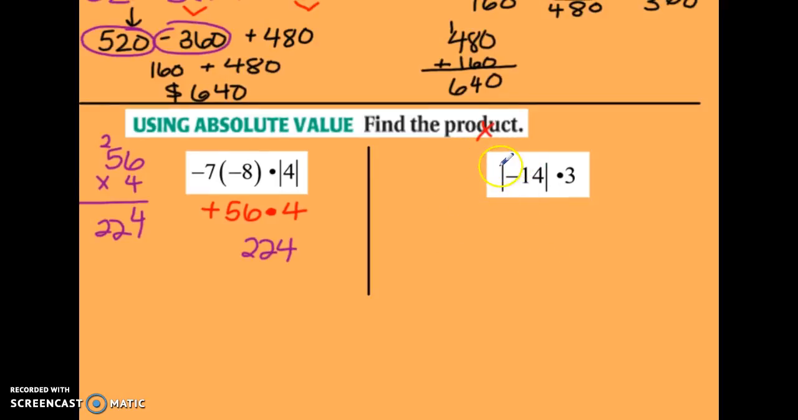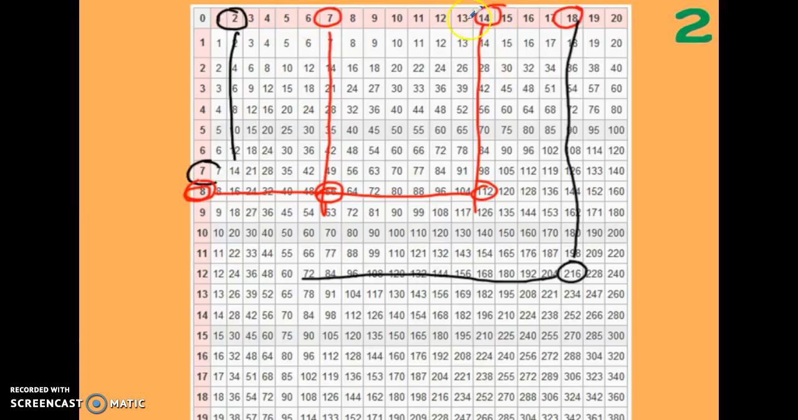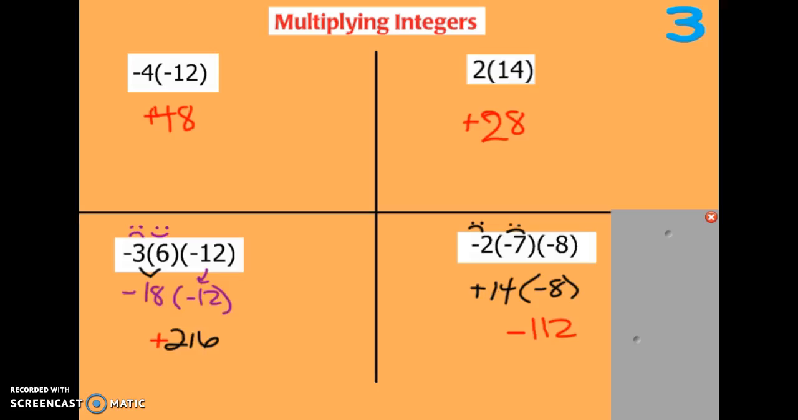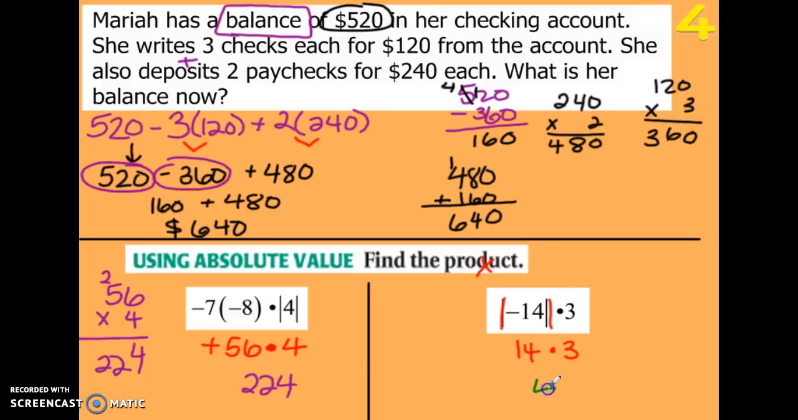Next here, this is absolute value. Anything that goes in comes out clean or positive, 14. So we have 14 times 3. Let's find that. Here's 14, going down to 3, we have 42. So our answer right there is 42. They're all positives.